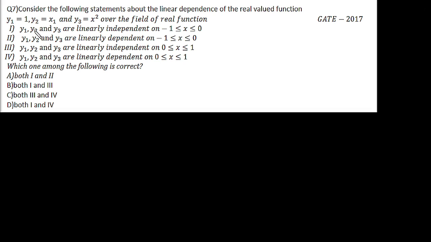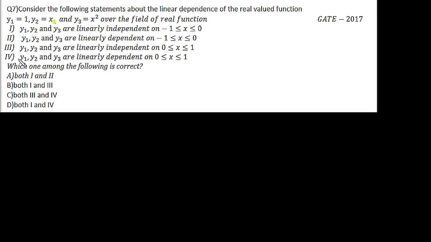Okay, let's solve question 7. Question 7 says consider the following statements about the linear dependence of real valued functions. We are given three functions, y1 as 1, y2 as, sorry, not x1, simply x, and y3 as x square, over the field of real numbers.